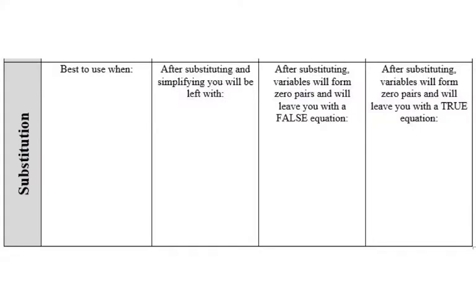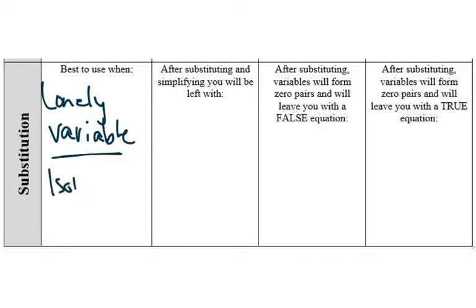So when is it best to use? To be honest, it's when you have somewhere in an equation a variable that is isolated or quickly isolated. So do you have a lonely variable, we're going to call it a lonely variable? If you have a lonely variable that you could isolate, this is a great method. I would not use this when everything has a coefficient and there's lots of fractions. But a lonely variable is a great key.